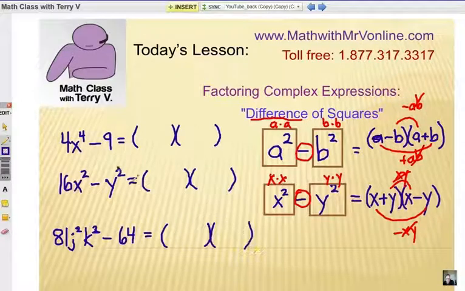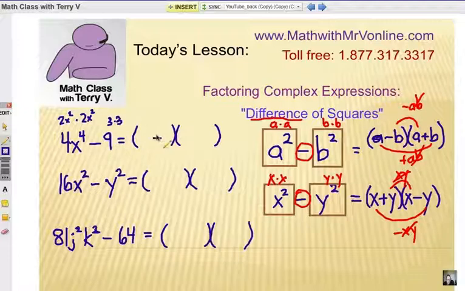Alright, let's look at some examples. 4x to the fourth minus 9. Now, the first thing is, does it fit our pattern? Is it a difference of two perfect squares? 4x to the fourth is really 2x squared times itself, right? Okay, make sure that it actually is a perfect square. And 9, of course, is 3 times 3. So those are both perfect squares separated by a subtraction sign.